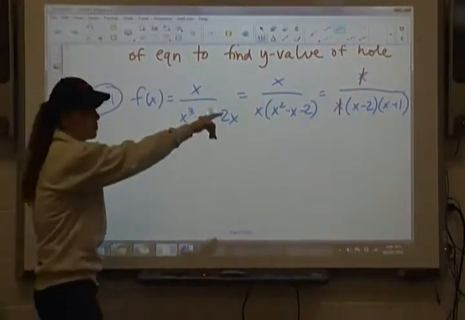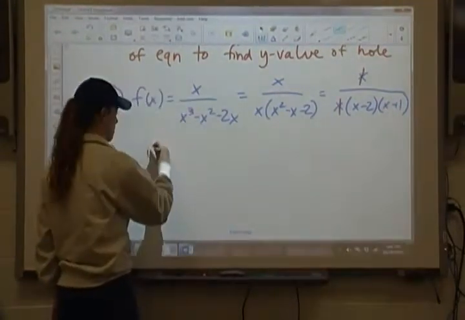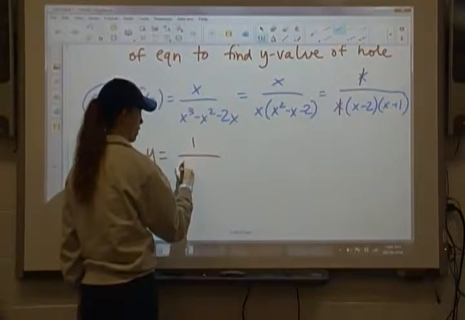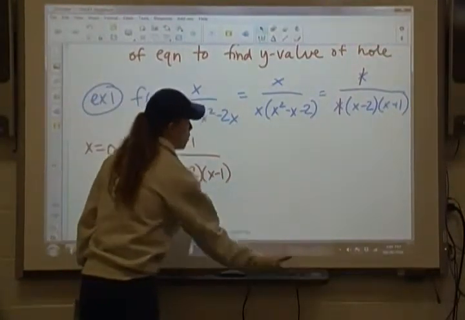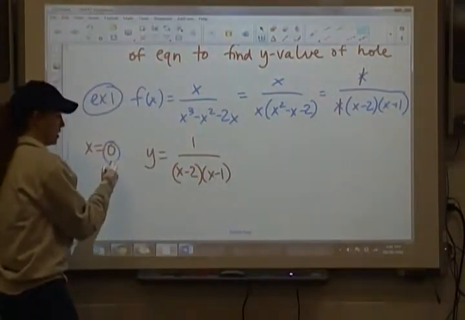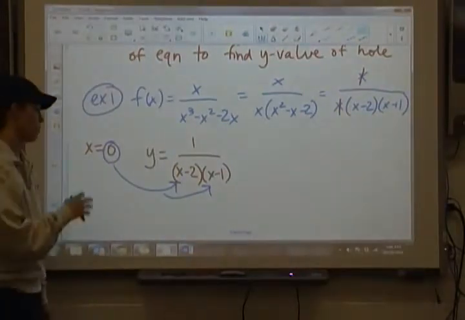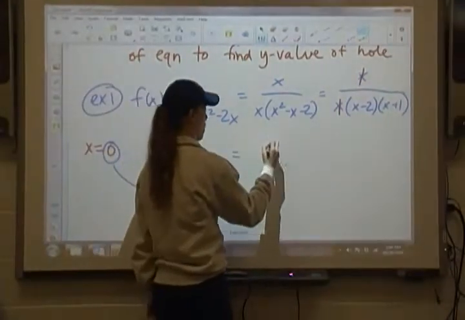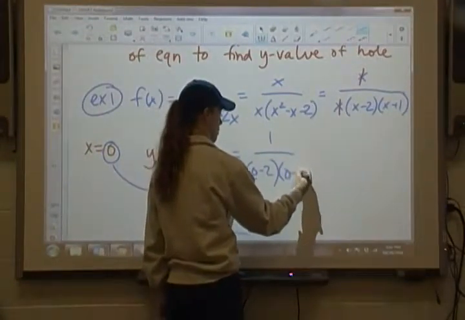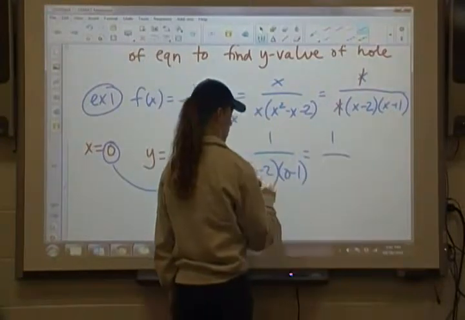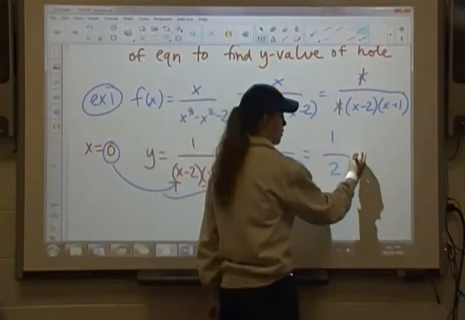So now we need to take that simplified version. Remember, if you cancel something, there's not a 0 on top, there's a 1. And that's going to help us find our y value. So 1 over x minus 2, x plus 1. And we're taking this 0 and plugging it in for both x's, so that we can find the y value of our hole. And so we have 1 over 0 minus 2 times 0 plus 1, which gives us 1 over -2 times 1, gives us -1/2. So this is the y value of our hole.